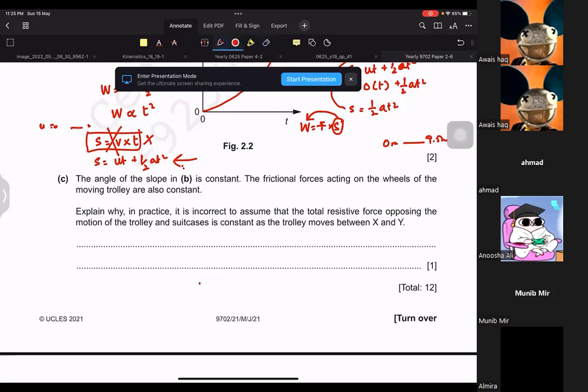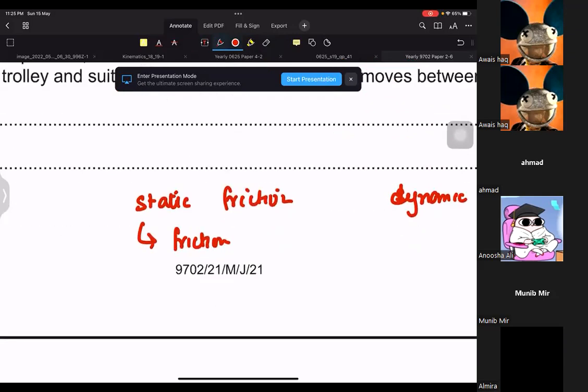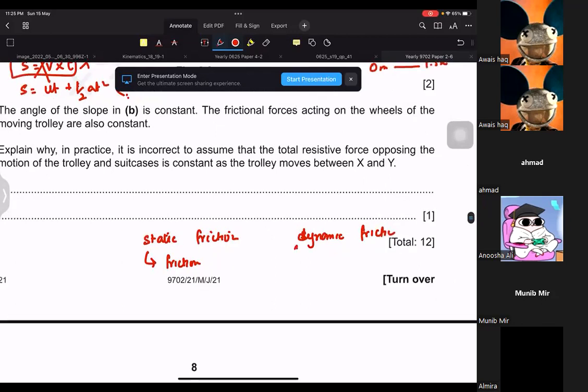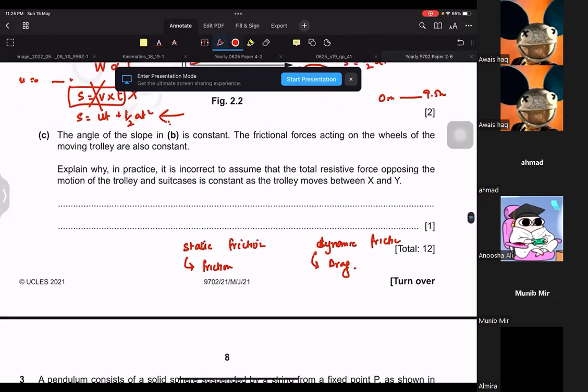Let me tell you. There is something called static friction. Now we don't teach it like this, but it's important to know. And there's something called dynamic friction. Static friction is the friction we know between two sliding surfaces, right? So it has a constant value. But dynamic friction comes under drag, and drag is as the speed increases, the resistance increases, right?